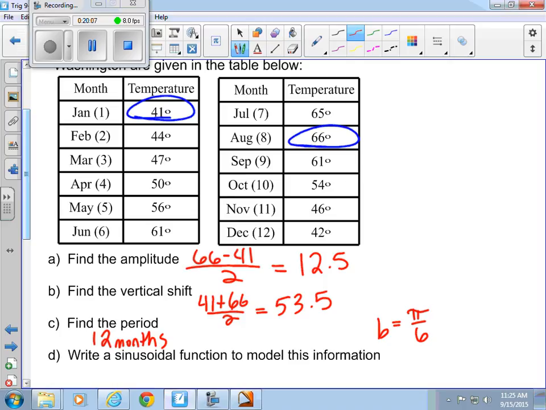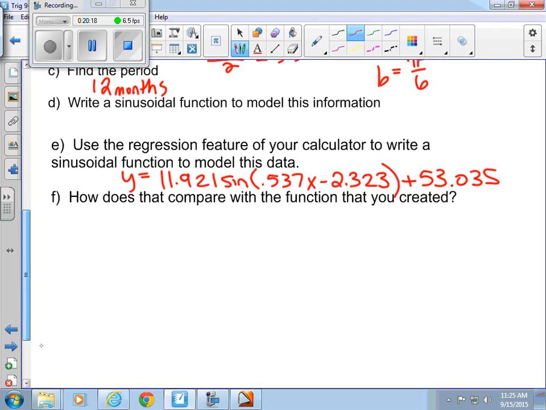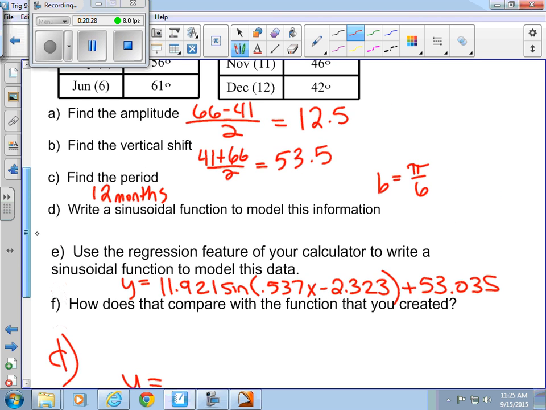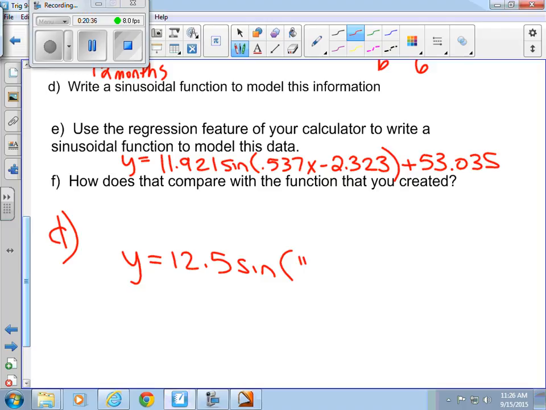So move down to part B. I'm going to fill in every part that I know. I know the amplitude is 12.5. I know B is pi over 6. I don't know C. And I know the vertical shift is 53.5. Thank you. Any questions so far? Plug in a value for x and y.